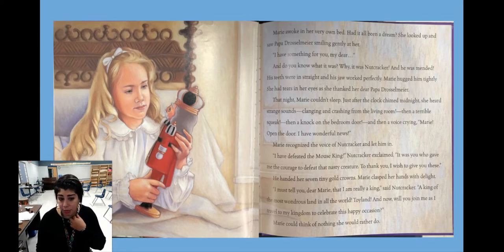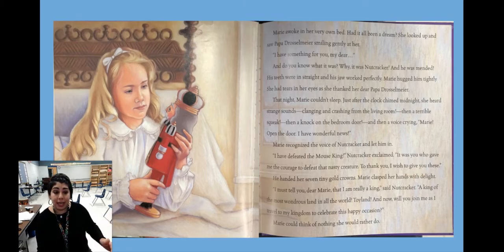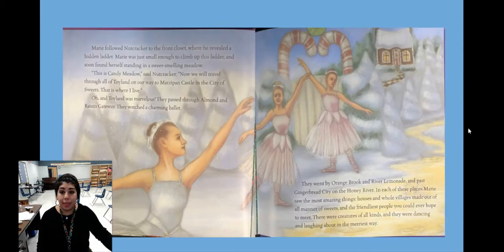"I must tell you, dear Marie, that I am really a king," said Nutcracker. "A king of the most wondrous land in the world, Toyland. And now, will you join me as I travel to my kingdom to celebrate the happy occasion?" Marie could think of nothing she'd rather do. So he really was a king.